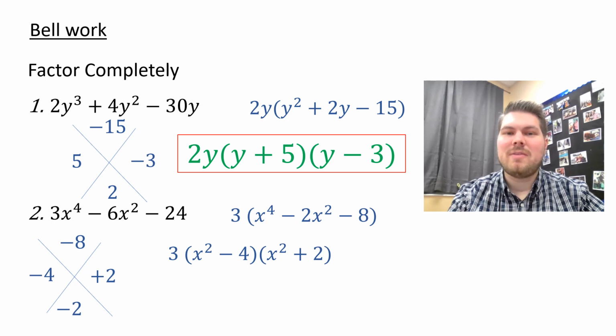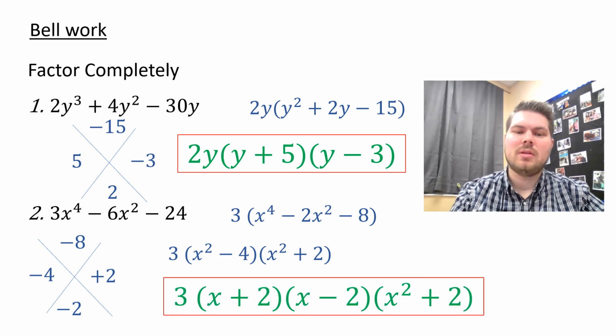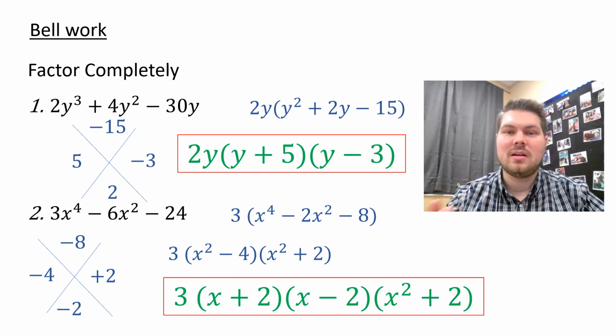Now this can actually be factored one more time because x squared minus 4 is a difference of squares. So that turns into x plus 2 and x minus 2. And there you have it. That's our final answer.